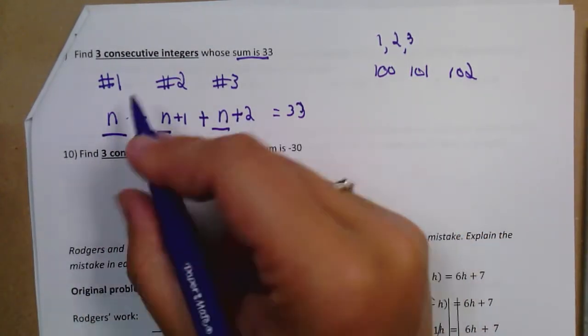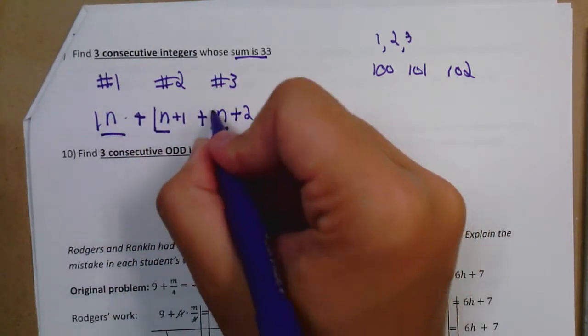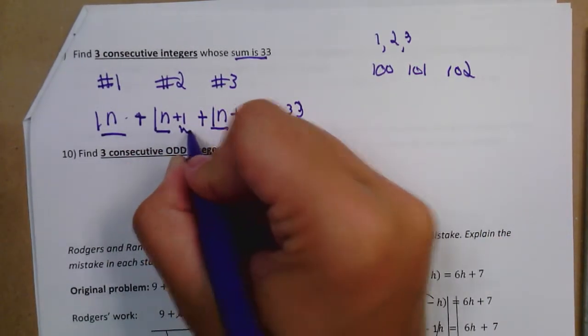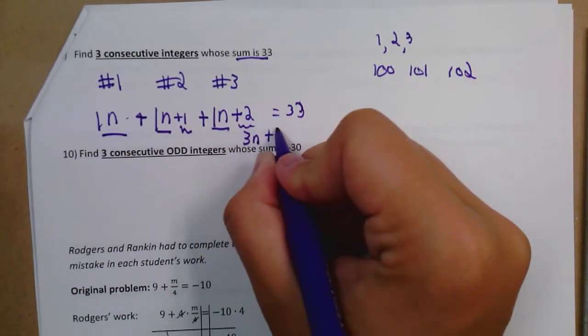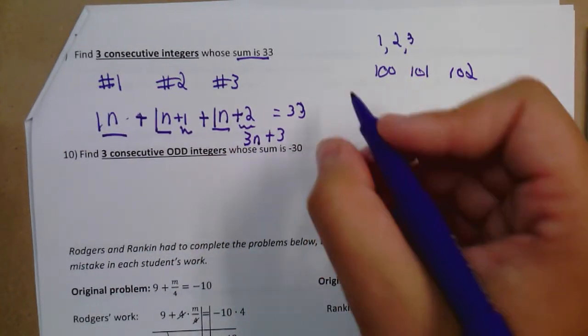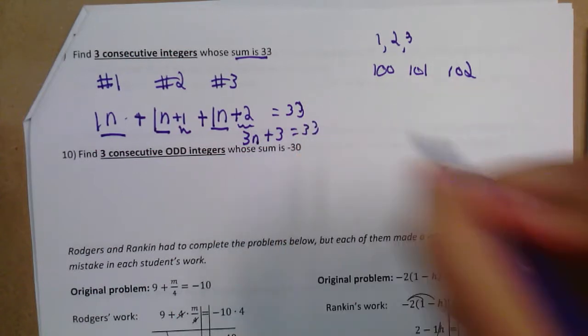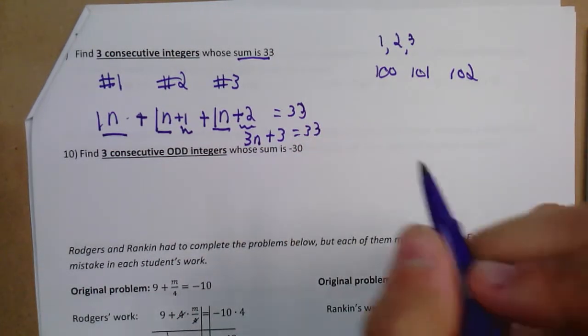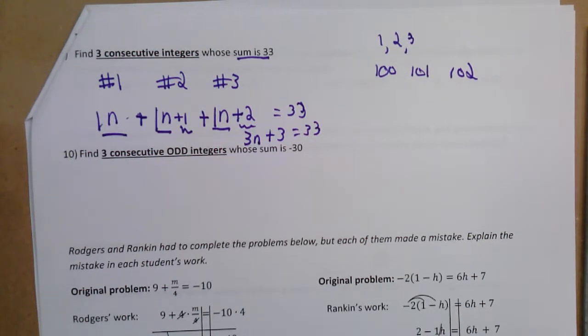If I add 1n plus 1n plus 1n, that's going to give me 3n. Then I also have this 1 and this 2. If I go ahead and combine those, that's going to give me 3n plus 3 equals 33. And then I'm going to go ahead and let you finish that one out. The odd integers people do struggle with.